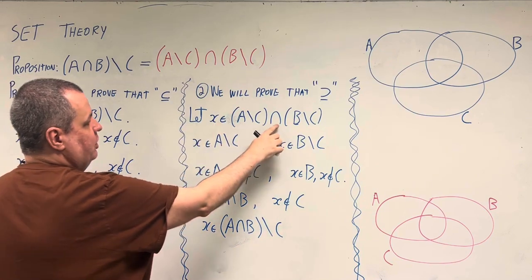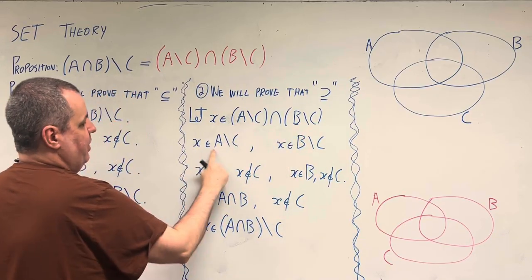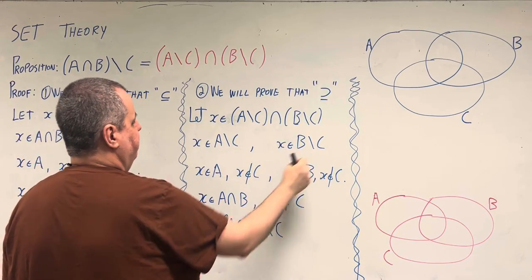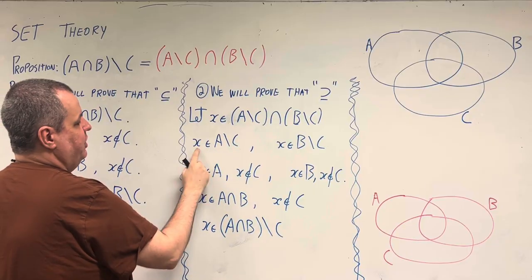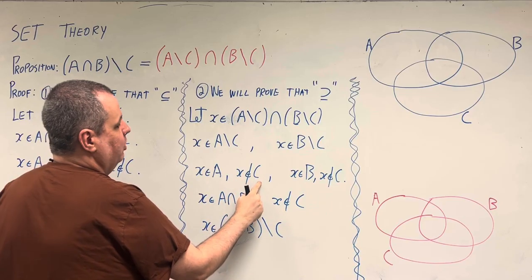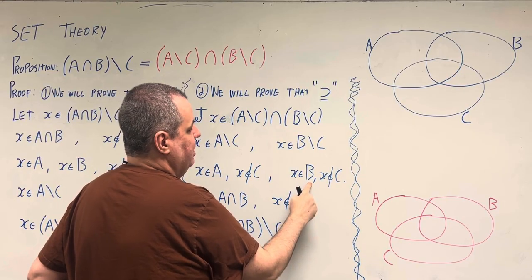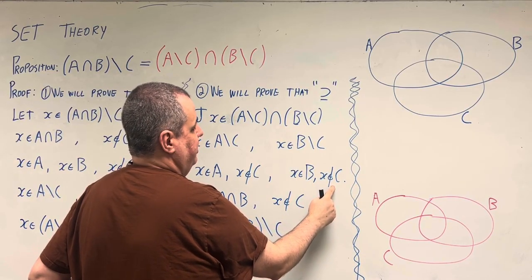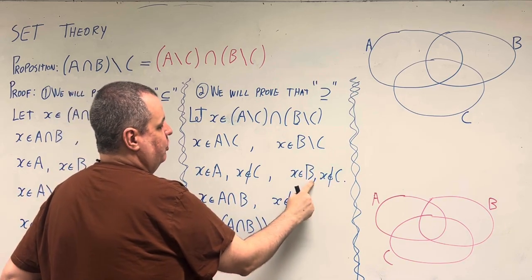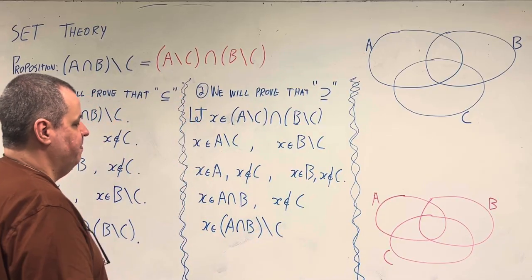Because x belongs to the intersection, x must belong to both this set and this set here. That's why I'm writing here, x belongs to A minus C, and x belongs to B minus C. But by definition of A minus C, when x belongs to A minus C, it means that x belongs to A, and x does not belong to C. When x belongs to B minus C, it means that x belongs to set B, and x does not belong to set C. Okay, so in this line we learned that x belongs to A, x belongs to B, and we learned twice that x does not belong to C.